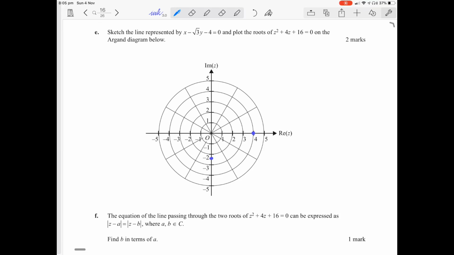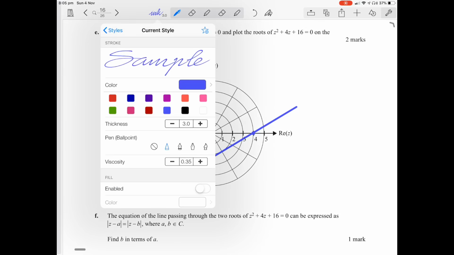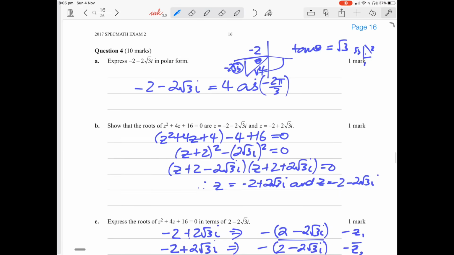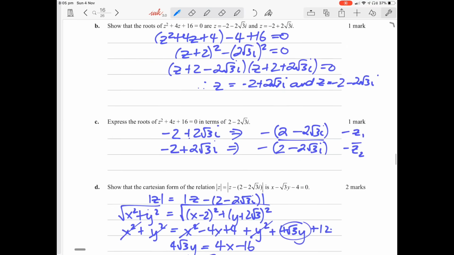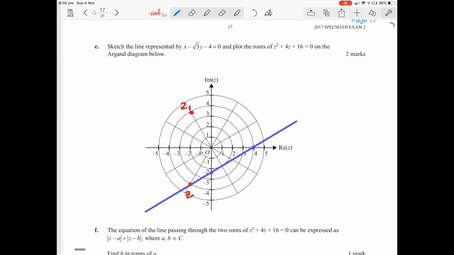Okay, and plot the roots of those things. So I'm going to say there's that one. Okay, plot the roots. What were the roots again? Negative 2 plus 2 root 3i, negative 2 minus 2 root 3i. What's there? That's there. So I'll say there's Z1, Z2.